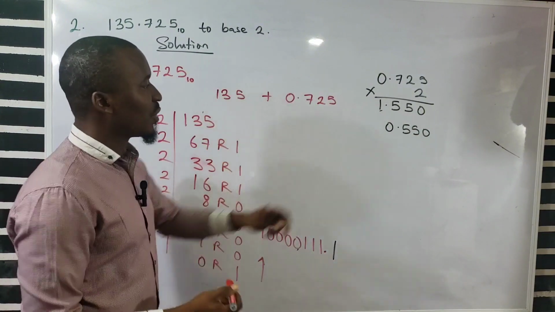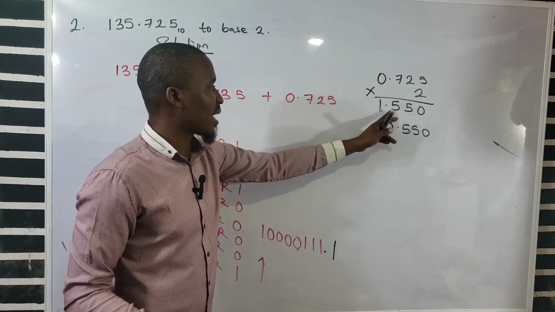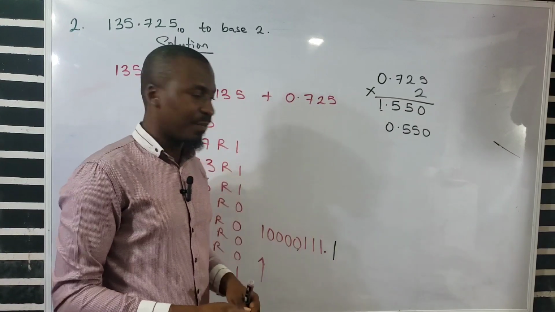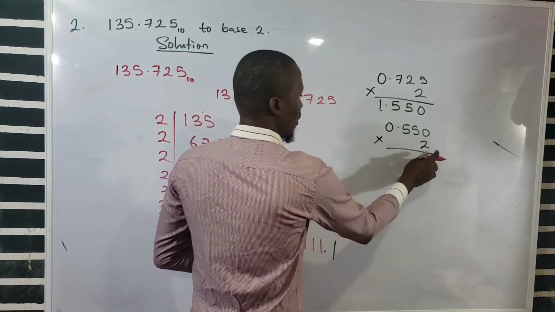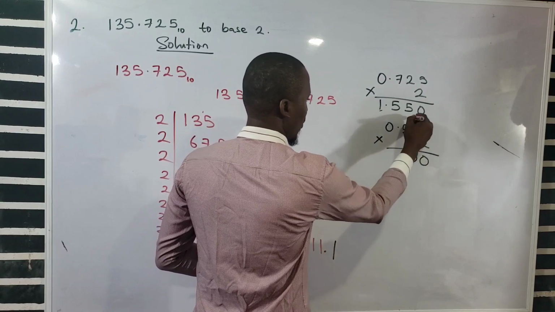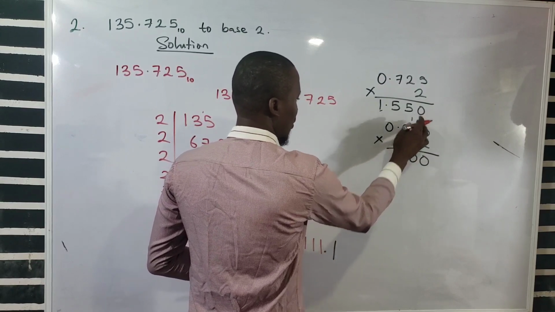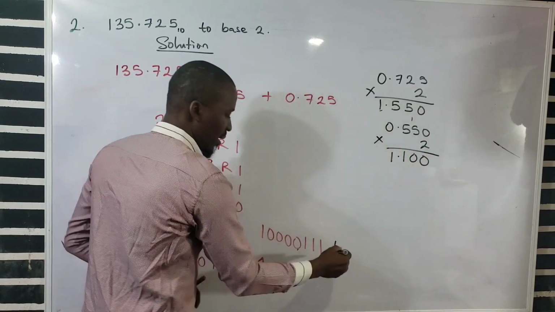Of course, when you remove the whole number part from this number, you have 0.550. They are the same. So when you multiply this one again by 2, this one here will give us 0, this one here will give us 0 carry 1, and this one here will give us 10 plus 1, 11. So I write 1.1.